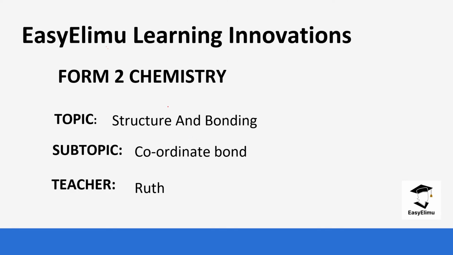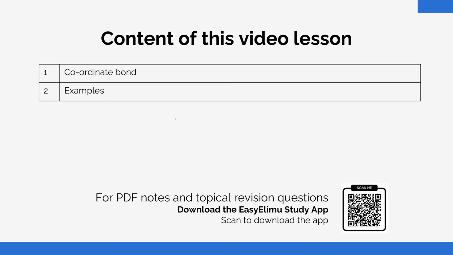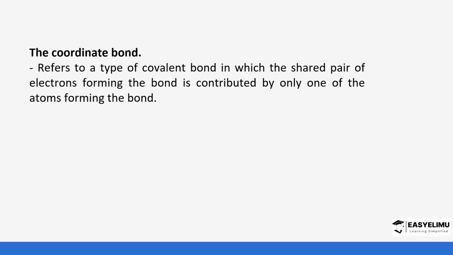My name is Ruth, and today we are still going to be discussing structure and bonding. For today, we are going to be looking at coordinate bonds. So we are going to look at what a coordinate bond is and then work on a few examples and end the session. A coordinate bond is a special type of covalent bond.